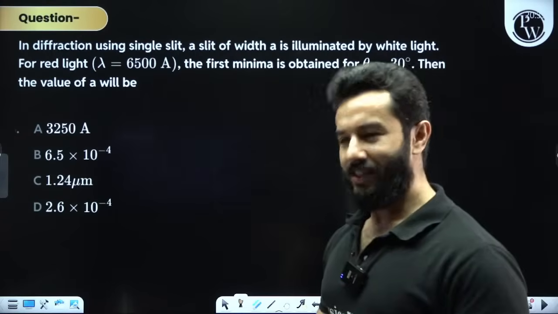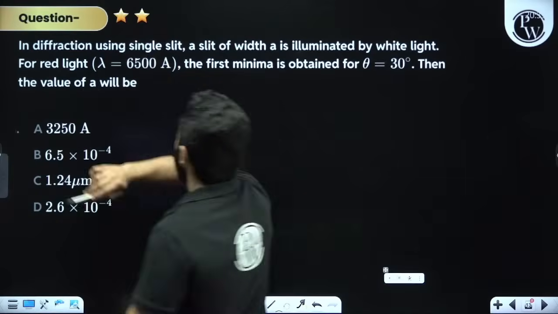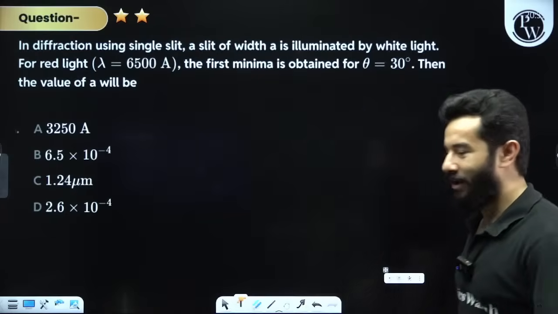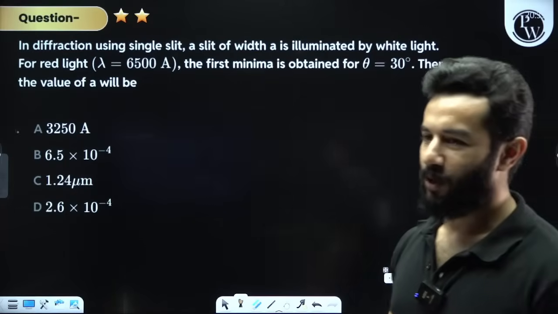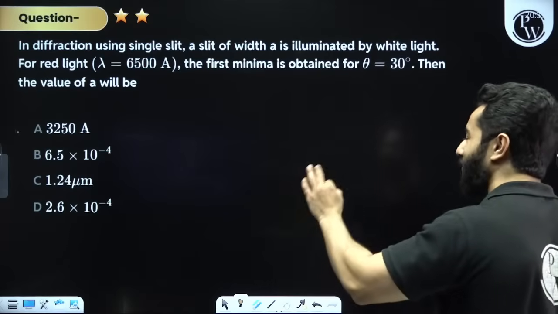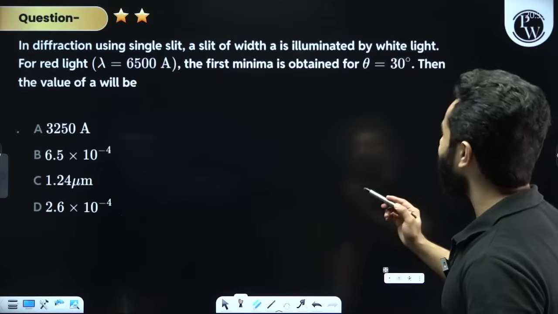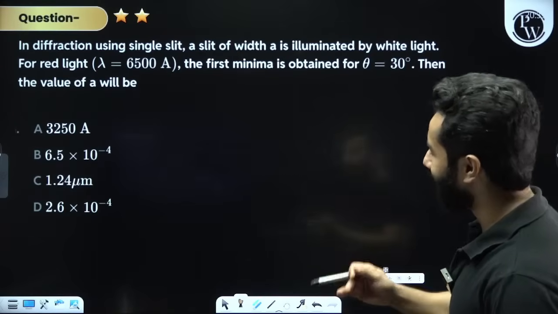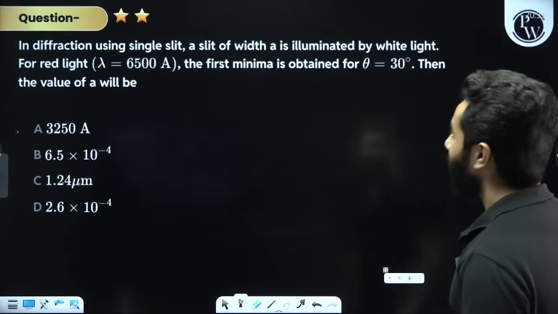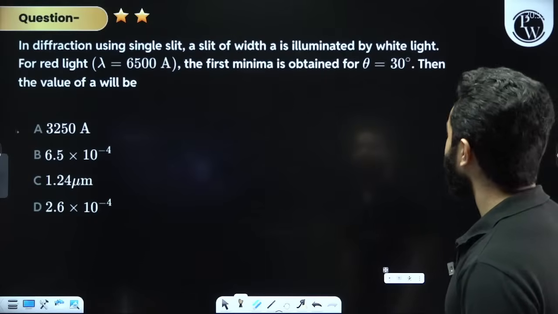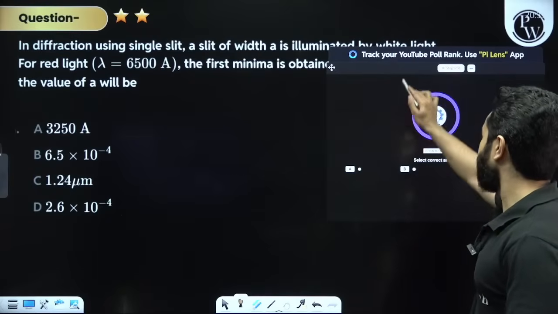In diffraction, this is a nice problem. Mostly you guys know how to solve YDSE, but in diffraction you will have a doubt. I know it. That's why I have brought this problem. Let's solve this. In diffraction using single slit, a slit of width A is illuminated by a white light for red light 6500 angstrom. The first minima is obtained for theta equals to 30 degree. Then the value of A will be. Let's start.